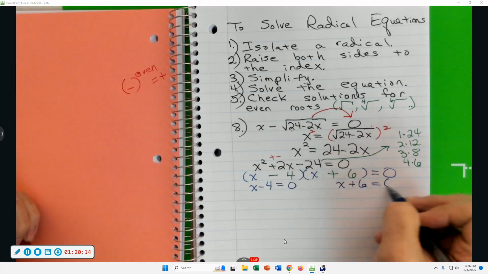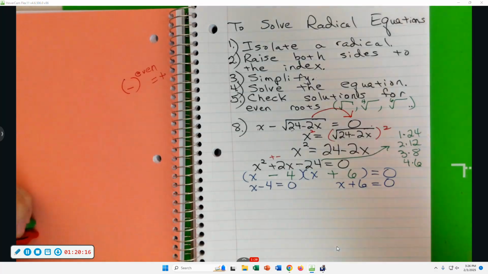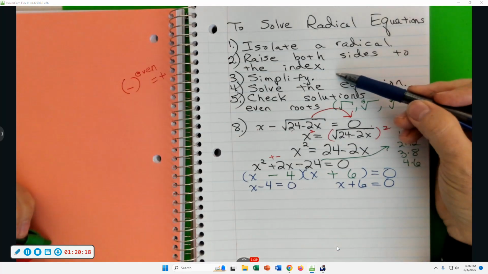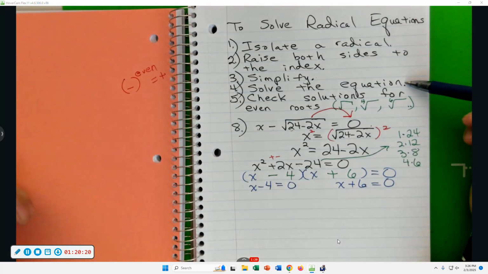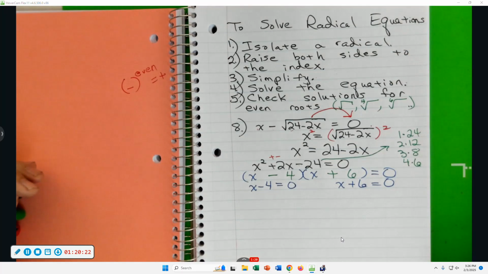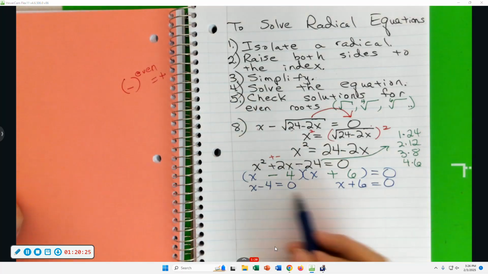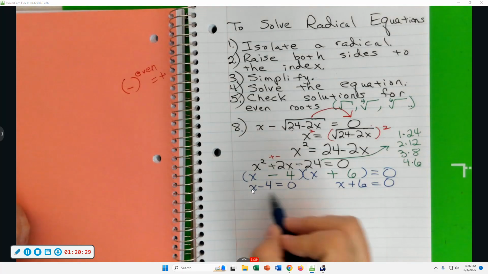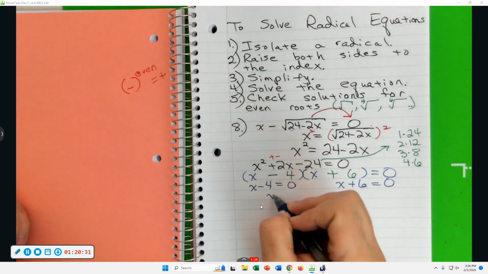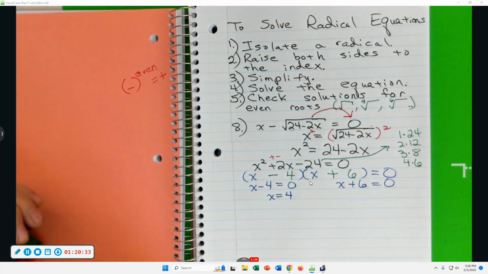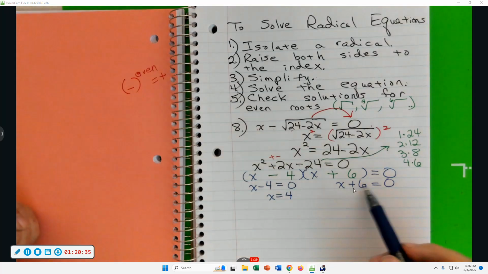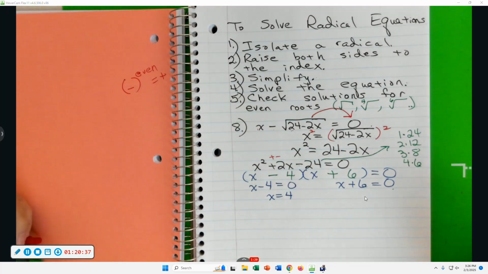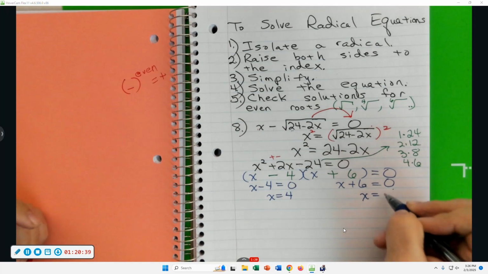Set each factor equal to 0. So I've simplified; I'm solving the equation. What am I going to get as my solution? Here, what will I get? X equals 4. Move that minus 4 over. It becomes a positive 4. And here, what are you going to get? X equals negative 6.